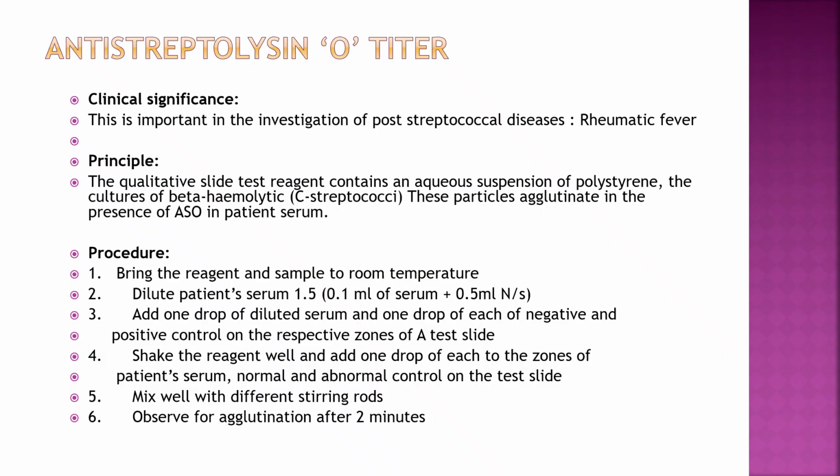Antistreptolysin O titer, that is the ASO test, is done for the investigation of rheumatic fever. It is a post-streptococcal disease. In that, the antistreptolysin O titer is raised, and the procedure is the same as RA and CRP. You take three circles: test, positive control, negative control, add serum, then add reagent and mix and wait for 2 minutes and see for clumps.